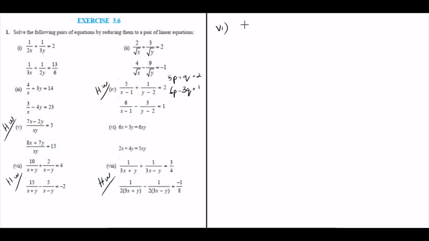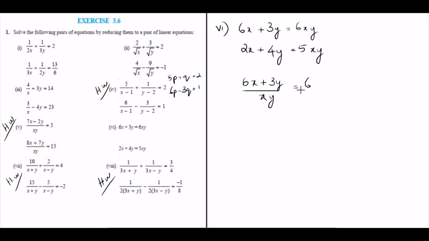The sixth question is 6x plus 3y is equal to 6xy and 2x plus 4y is equal to 5xy. This question is actually similar to the fifth question. That is, if you take this xy to the denominator, you will get 6x plus 3y by xy is equal to 6 and 2x plus 4y by xy is equal to 5. That is, I have taken this xy to the denominator. So after doing this step, you can divide each term by xy.